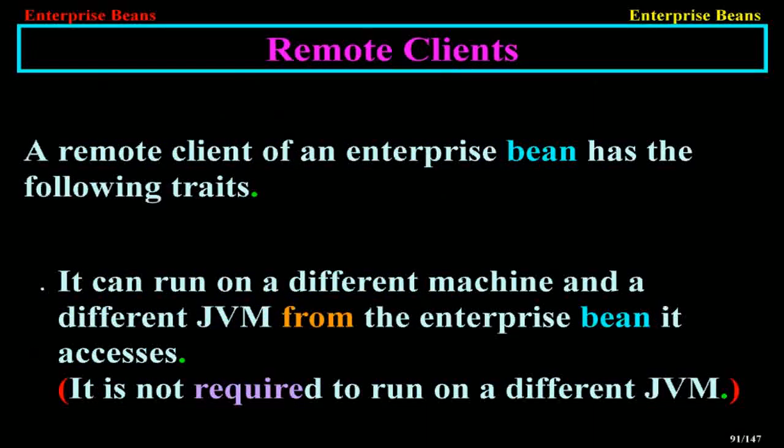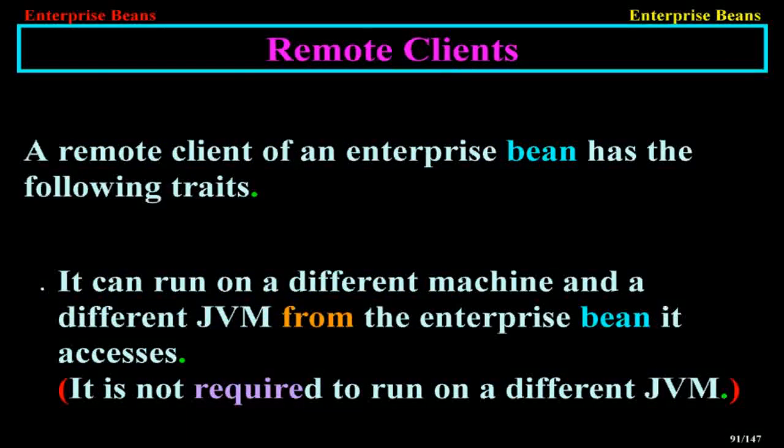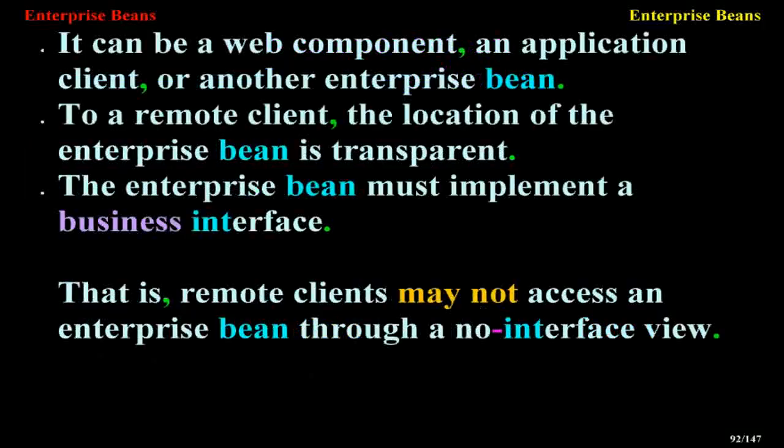Remote clients. A remote client of an enterprise bean has the following traits. It can run on a different machine in a different JVM from the enterprise bean it accesses. It is not required to run on a different JVM. It can be a web component, an application client, or another enterprise bean. To a remote client, the location of the enterprise bean is transparent. The enterprise bean must implement a business interface. That is, remote clients may not access an enterprise bean through a no-interface view.